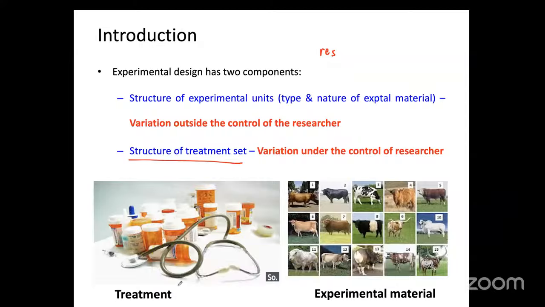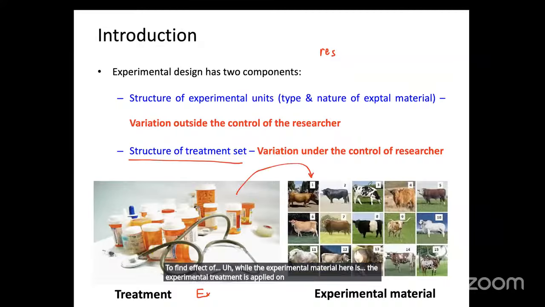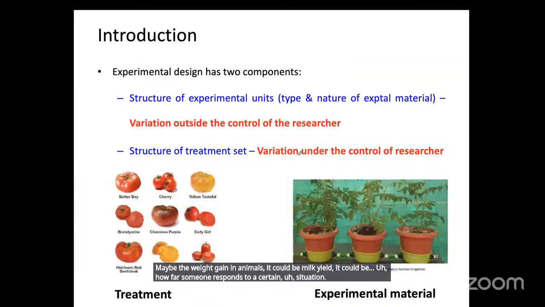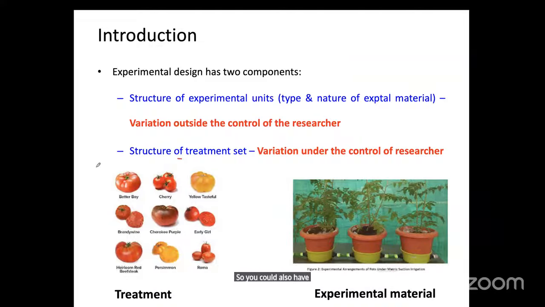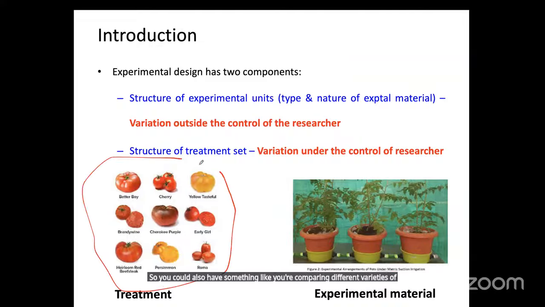The treatments are mainly your explanatory variables, what you want to find the effect of. The treatment is applied on the experimental material, and then we observe the response. The response can be maybe the weight gain in animals. It could be milk yield. It could be how fast somebody responds to a certain situation. You could also be comparing different varieties of tomatoes, and your experimental material could be nicely prepared pots where you're going to plant your experiment.